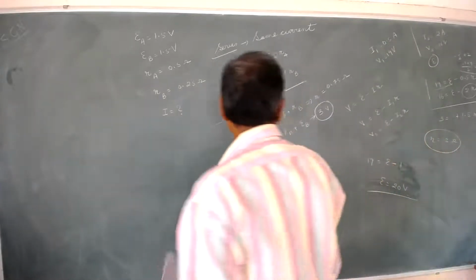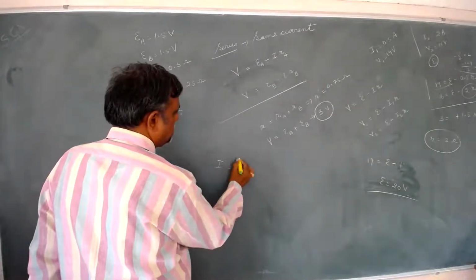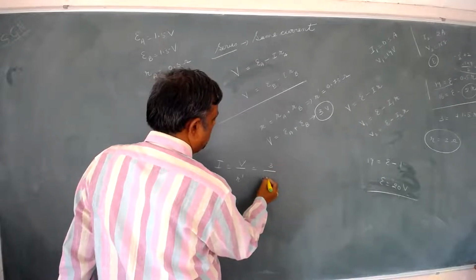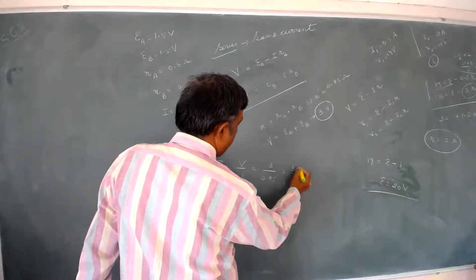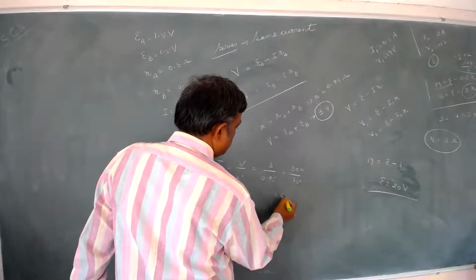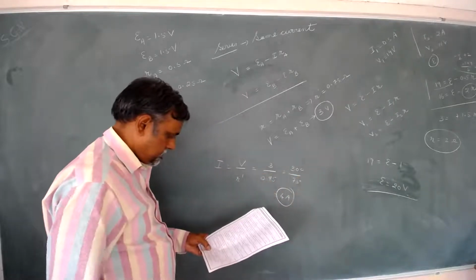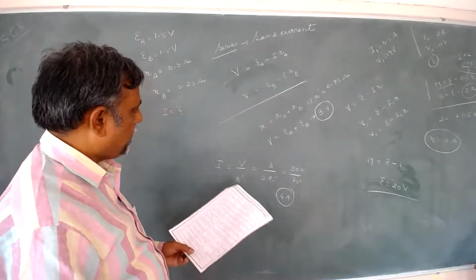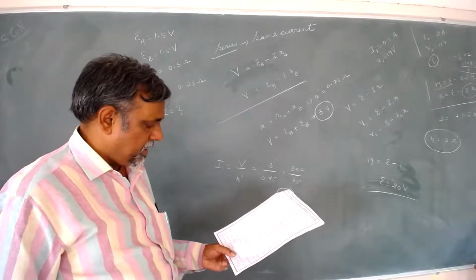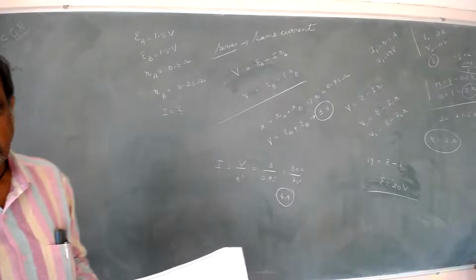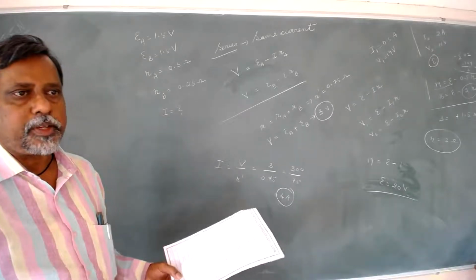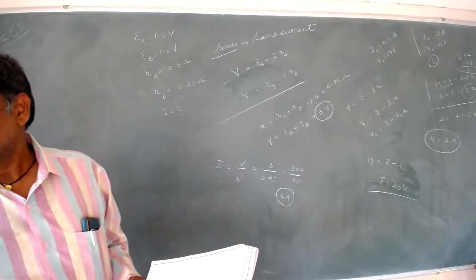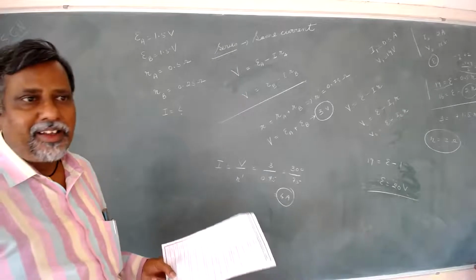So what is the current now? V by R dash, so this becomes 3 by 0.75, so that is 4 ampere. That has to be 4 ampere. The 1 ampere given here is the wrong answer. Okay, 4 ampere it has to be.